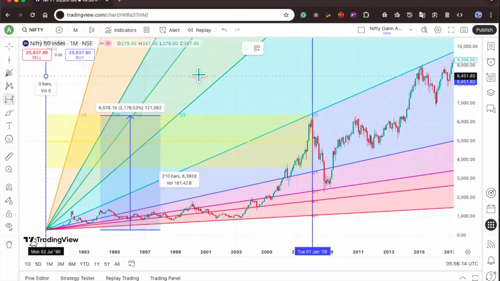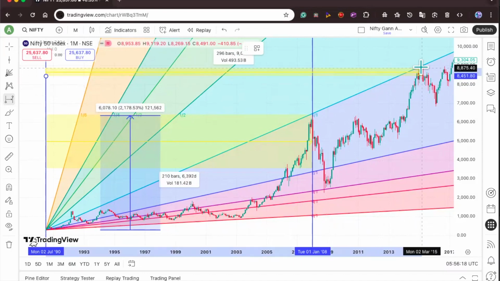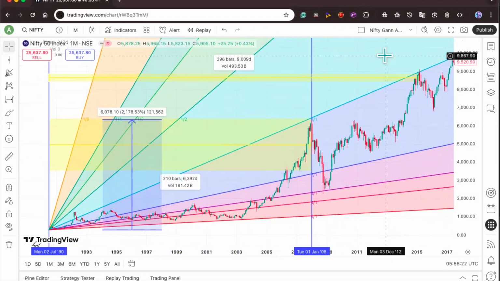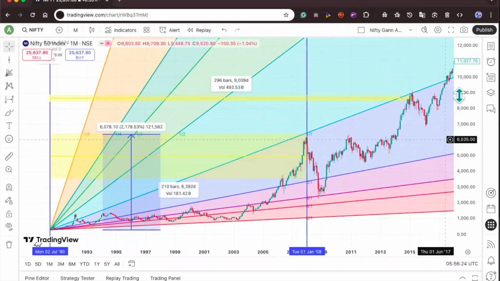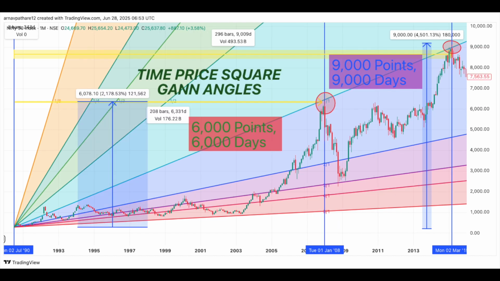So we start from this point and we go up to this date. And what we see over here is the number of points are 9,000. And in 9,000 number of days, we are getting 9,000 points. So this is what is called squaring of time and price in a much easier language.